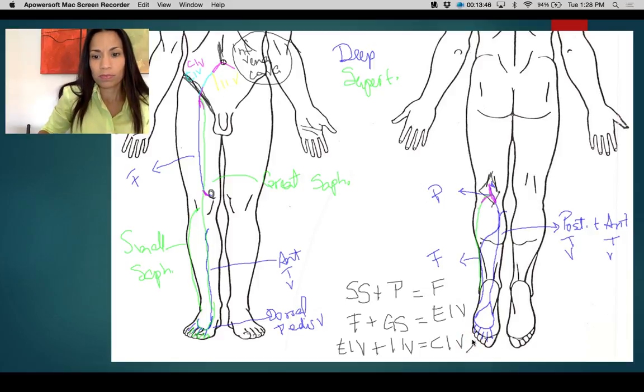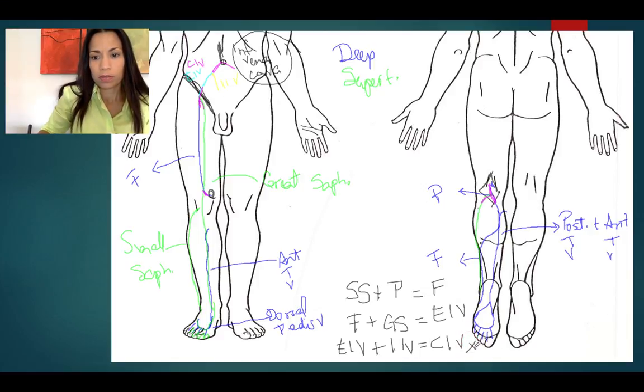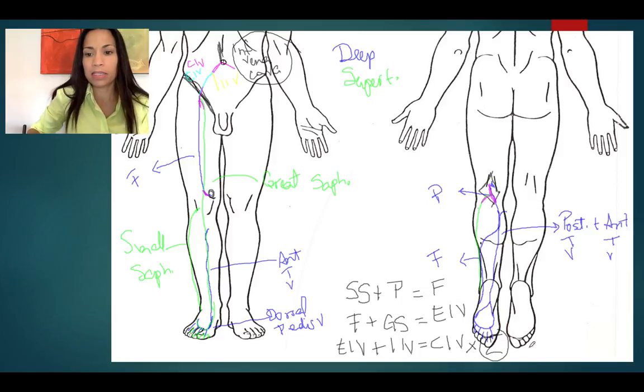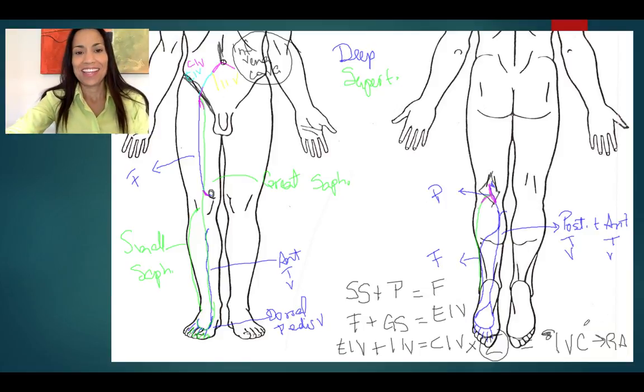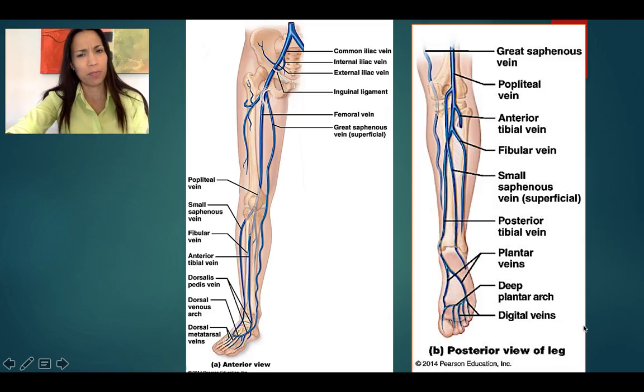Times 2, right? The right and left common iliac veins form the, not superior, inferior vena cava that will open into the right atrium of the heart. Ta-da! Okay, let's see that in a better picture.